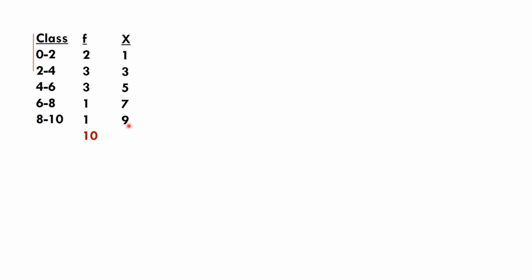Then next is to find the x bar or the mean. For finding that we have to multiply the f with x to get the fx. 2 into 1 is 2, 3 into 3 is 9, like that we have to calculate fx for all the values and the total is 42. Then apply the formula of arithmetic mean. X bar is equal to sigma fx by n. Here 42 by 10, that is 4.2.